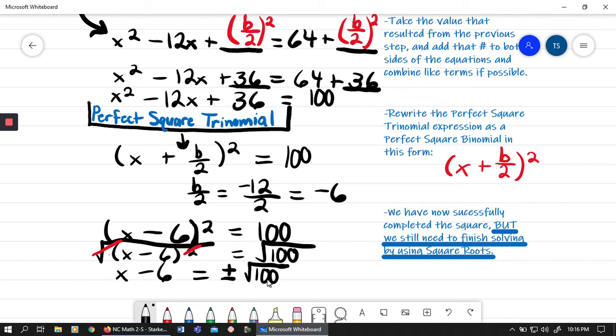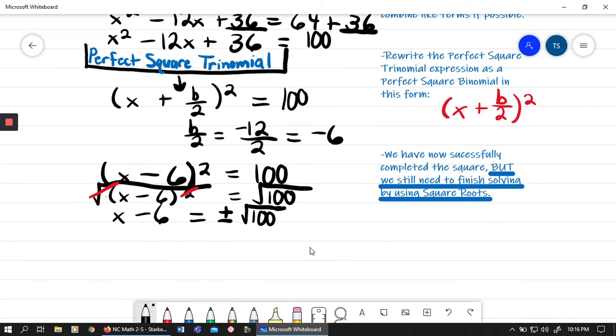Alright, so x minus 6 equals plus or minus the square root of 100, and we still need to finish solving for x. We most certainly do, folks. So let's get x by itself. Let's use an inverse operation here. Let's add 6 to both sides. Again, folks, do not try to put together the 100 and the 6. You can't do it. Write them separately. These are not like terms, so please just write them separately.